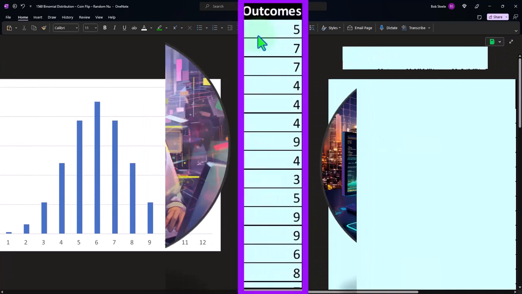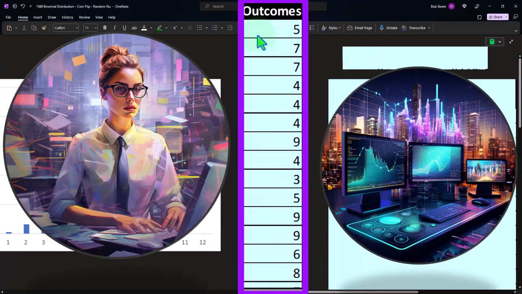So in the first 12 times we flip the coin, we've got 5 successes, and the second 12 times we flip the coin, 7 successes, or 7 heads out of 12. The third time, 7 successes out of 12. Fourth time, 4 successes or heads out of 12, and so on.